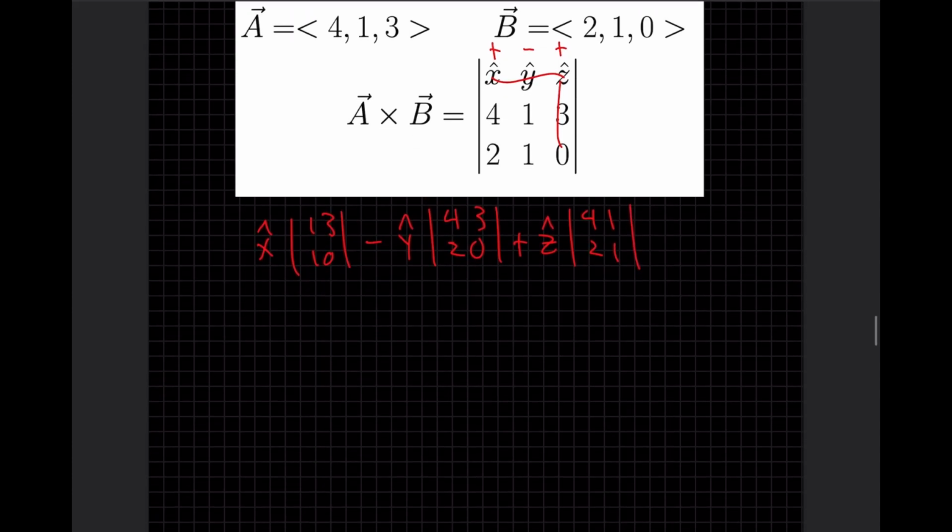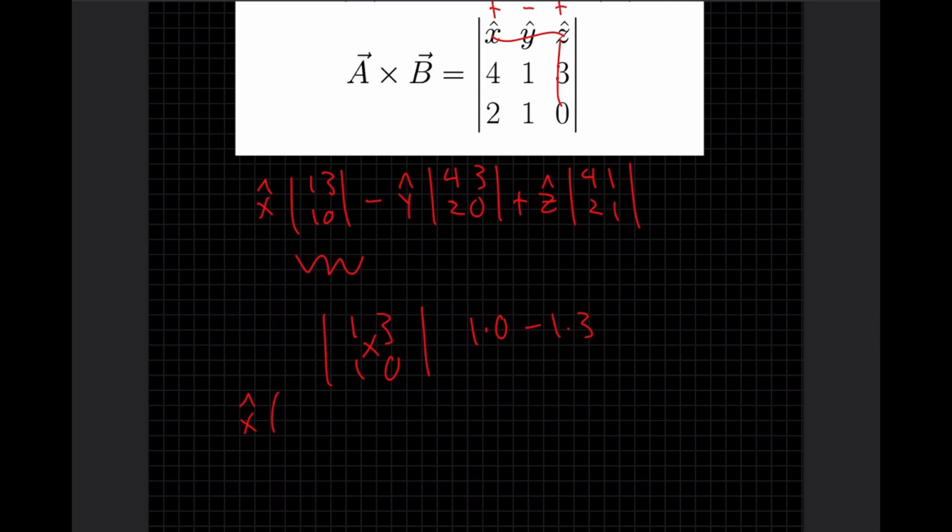And the way you do a determinant, a 2 by 2, you go on the diagonal, so 1, 3, 1, 0. You multiply this diagonal, so 1 times 0, and then you subtract the multiplication of the other diagonal, 1 times 3. So we get x times 1 times 0 minus 1 times 3, and then we have minus y times 4 times 0 minus 2 times 3, and then we have plus z times 4 times 1 minus 2 times 1.